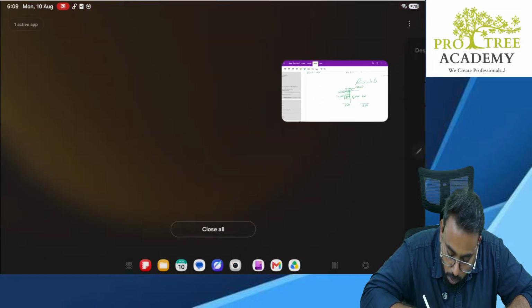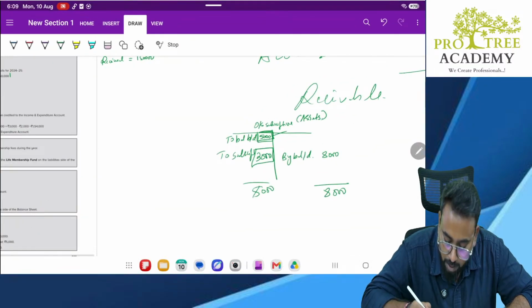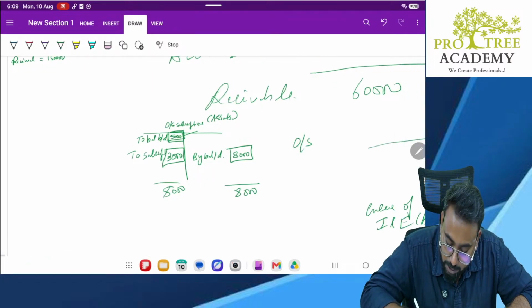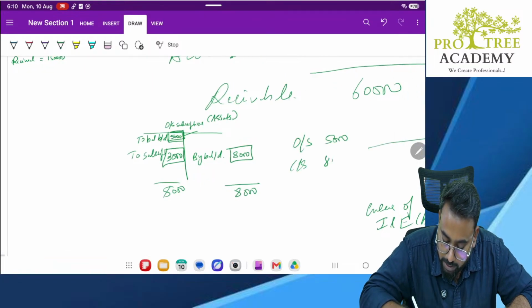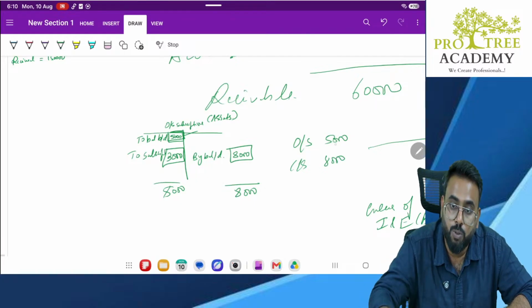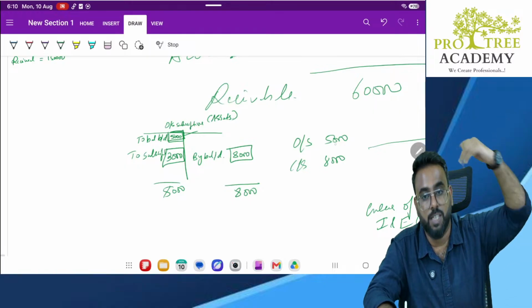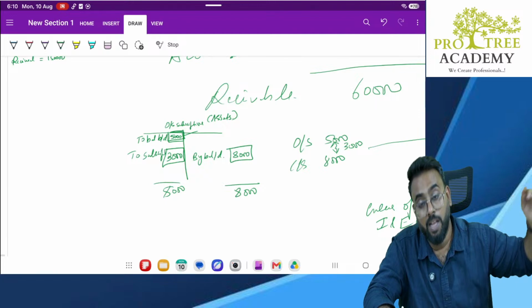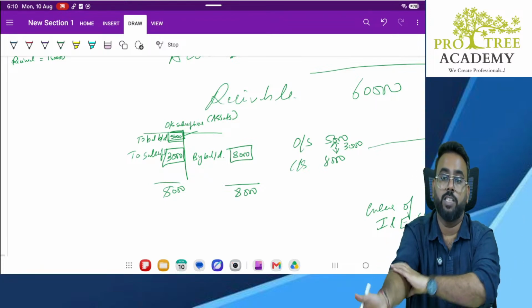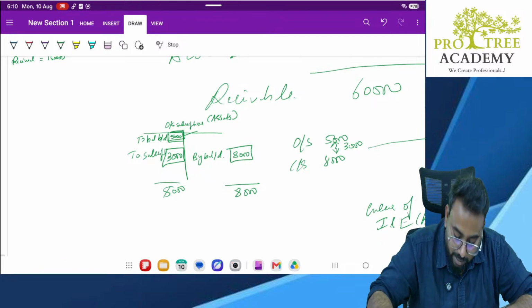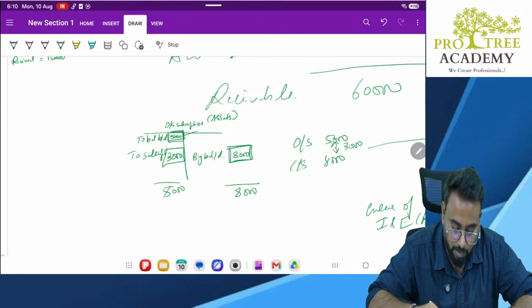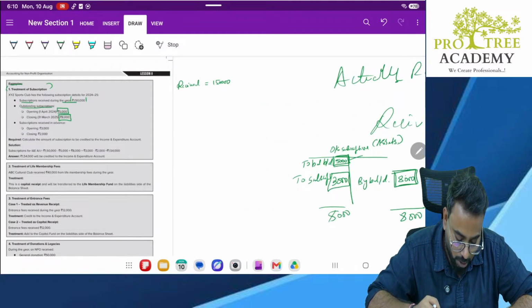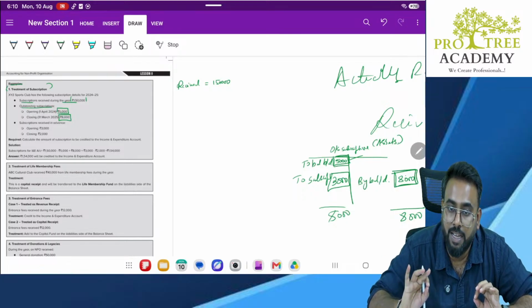We have not received the opening subscription itself of 5,000, but our closing subscription is becoming 8,000. Our opening subscription was 5,000 and our closing subscription is 8,000. That means current year subscription of 3,000 also needs to be received. Opening subscription is not received at all. Apart from that, another 3,000 rupees for the current year is also not received. So total 8,000 is receivable. That means for opening subscription we have not got any money.